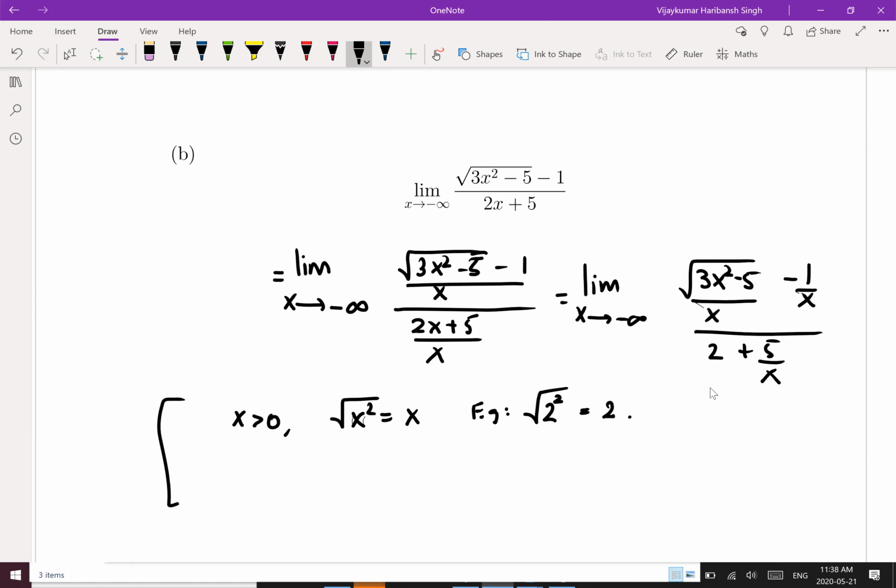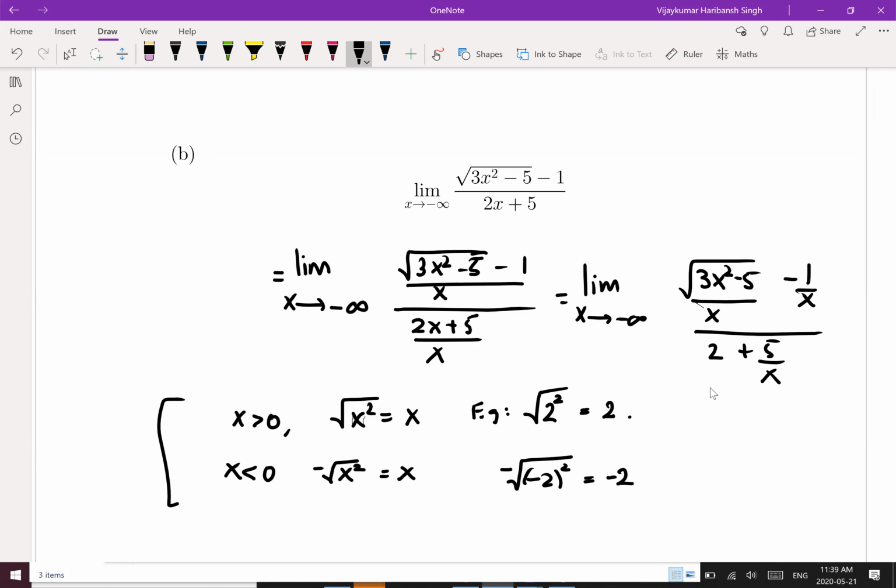However, if x is negative, say let's take minus 2. The square root of minus 2 squared gives you back what? 2. It doesn't give you back minus 2. But if you want minus 2, you need to put a minus sign in front of it. So if I write this in terms of x, this is going to be minus the square root of x squared, equal to x. So this is the difference between x greater than 0 and x less than 0.